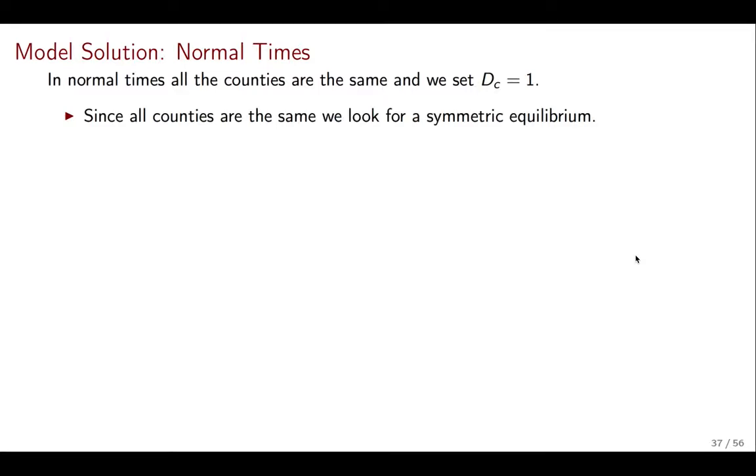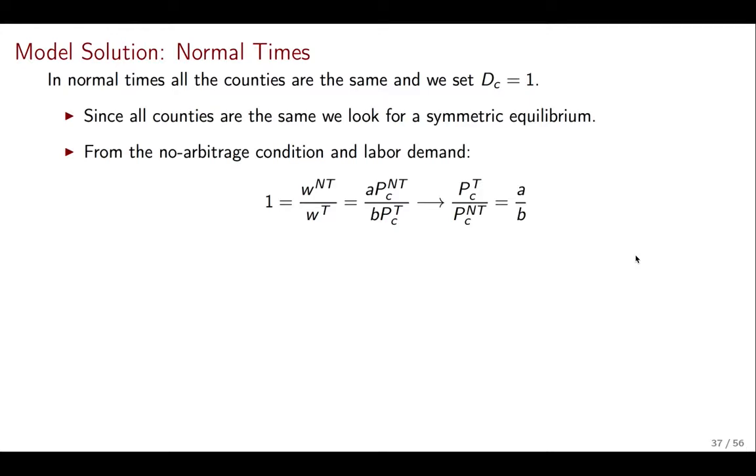In this symmetric equilibrium, we can start to use the first order conditions and the equilibrium conditions that we discussed last time. So for example, we had a no-arbitrage condition and labor demand that told us that the ratio of wages had better be 1, because we said that wages had to be equal to one another. And then we also had a result from our labor demand saying that the wage in non-tradables had better be equal to the revenue productivity, and that the wage in tradables had better be equal to the revenue productivity.